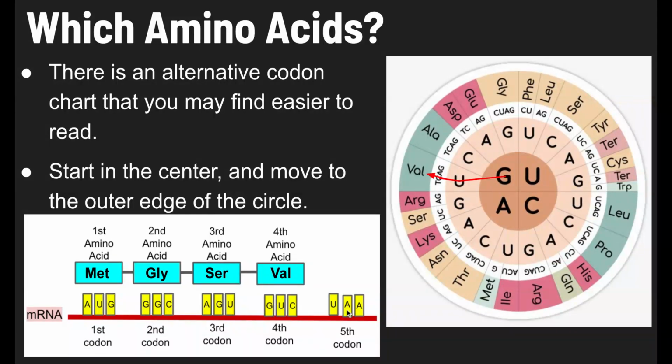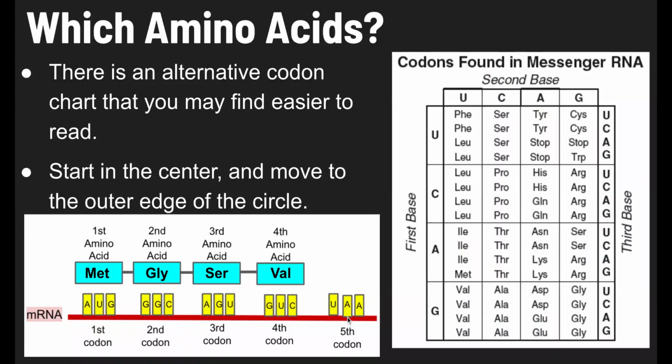Now, you can also look up this 5th codon. I'm going to go back to this chart for this one, UAA. So find the first letter on the left side of the table. There's the U. Second letter is A up at the top. Third letter, look up on the right, A. So where do all 3 of these connect? They all 3 connect at a stop.